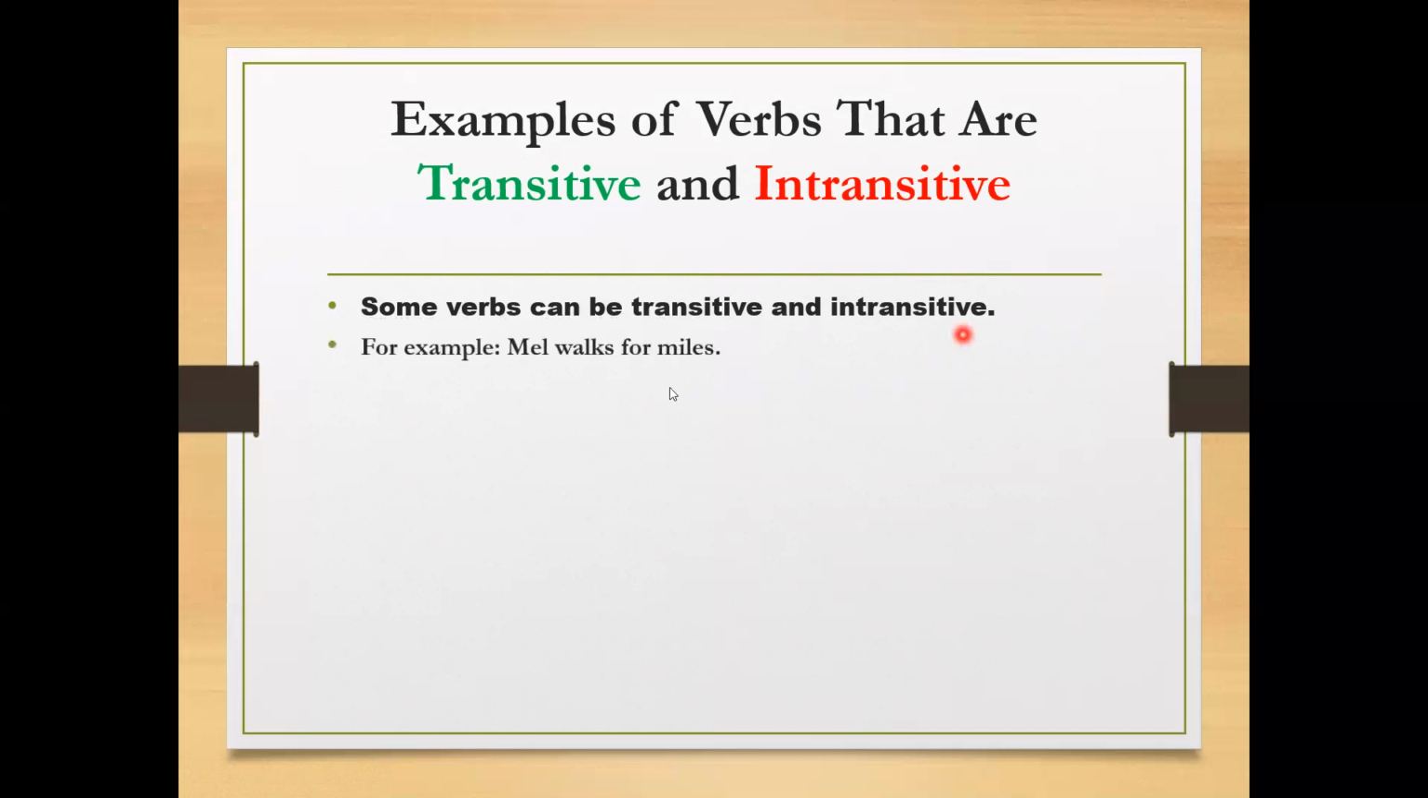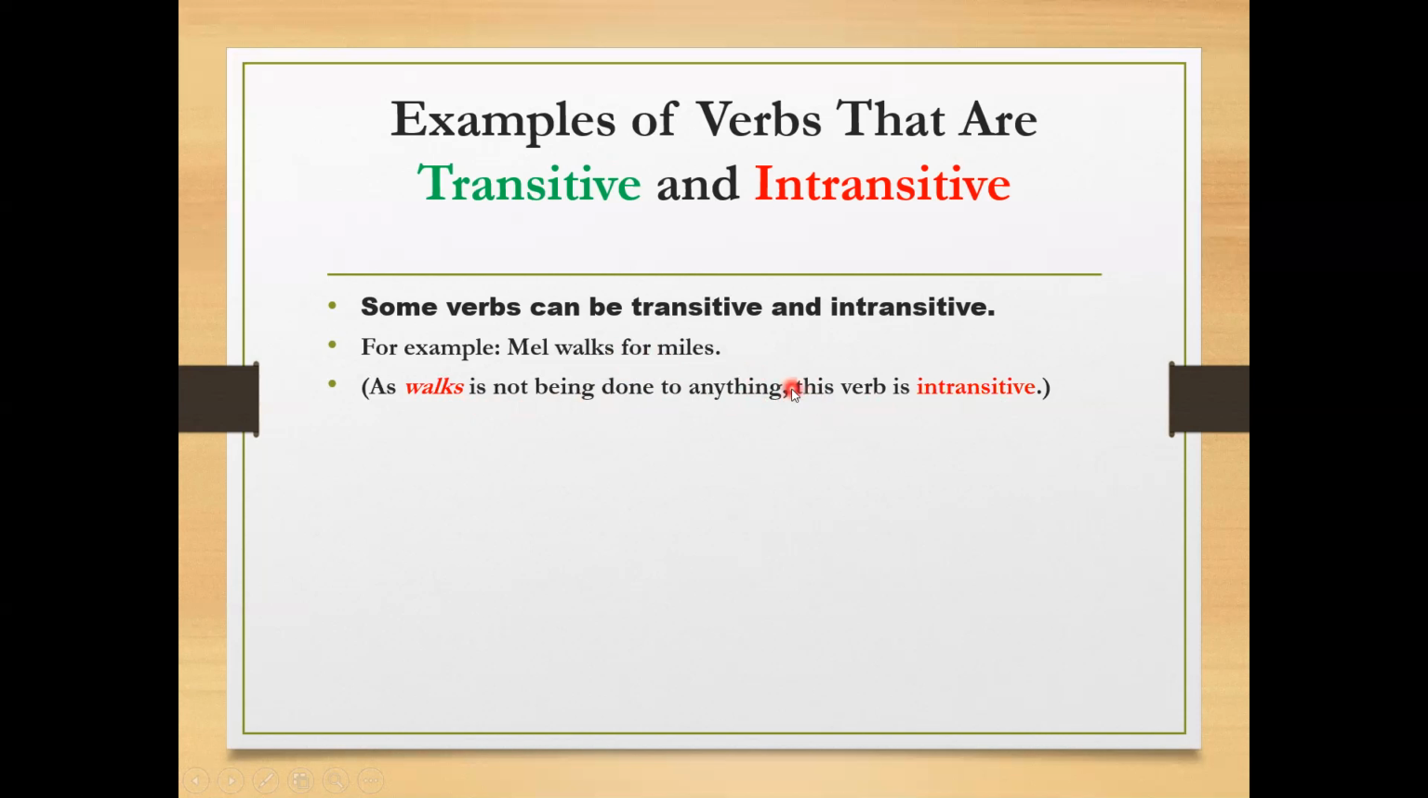For example, Mel walks for miles. Now here, dear student, walks is what? For miles. So what we say is walks is not being done to anything. This verb is intransitive. For miles is not an object. You can't say, for miles are walked by Mel. You cannot change it into the passive.